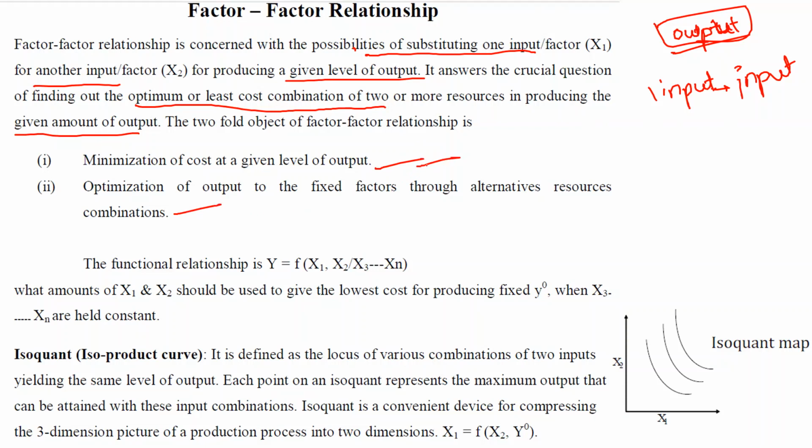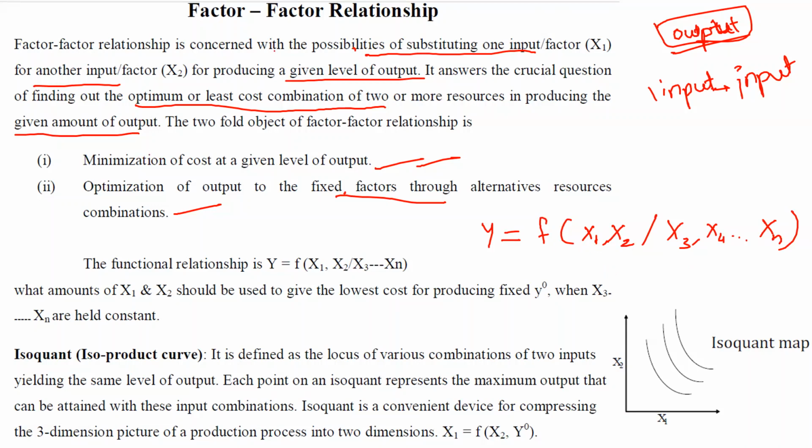वो minimum cost level of input find out करना है जिससे हम given level of output produce कर सकते हैं, और optimum output produce कर सकते हैं जिससे through fixed factors based on the alternative resource combination. So functional relationship here we can express the production function as y is function of x1 and x2. These are now variable resources, and other resources like x3, x4 up to xn, these are the fixed resources. So this is the mathematical representation of factor-factor relationship.